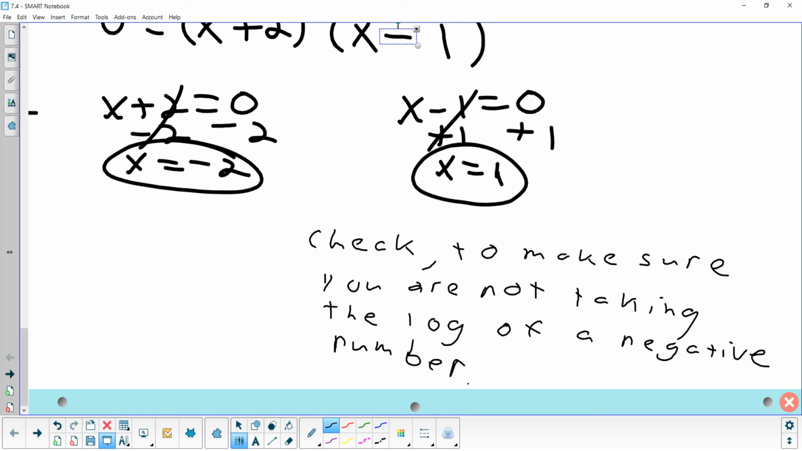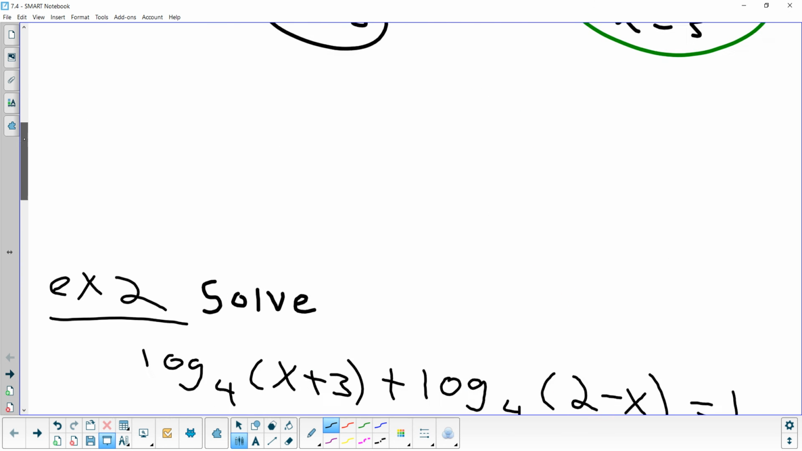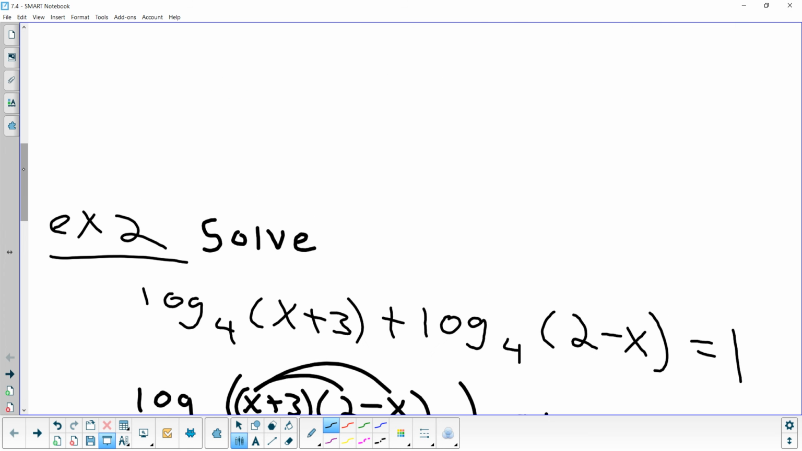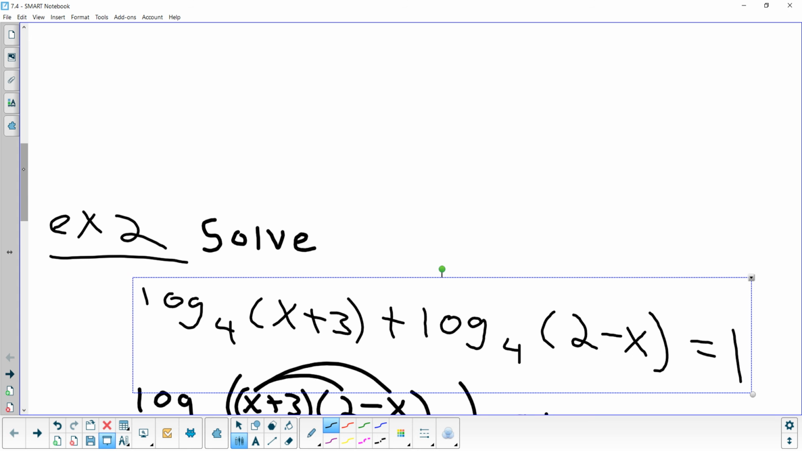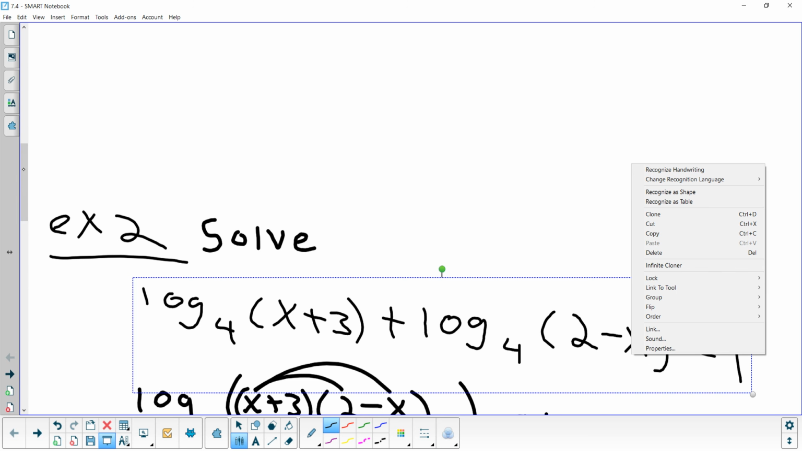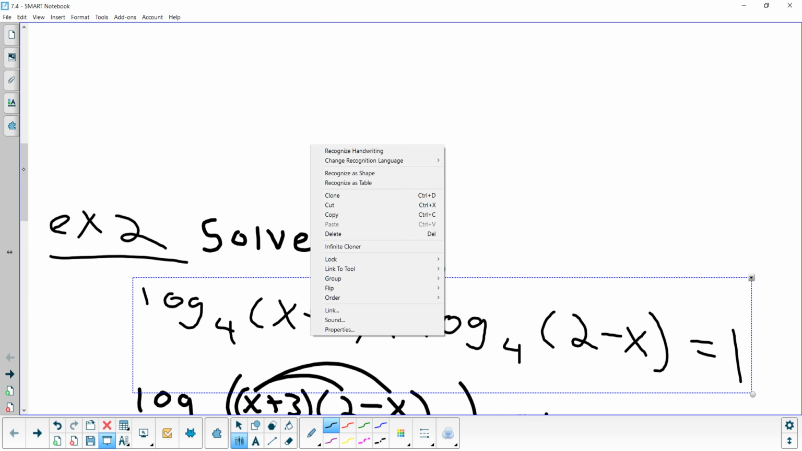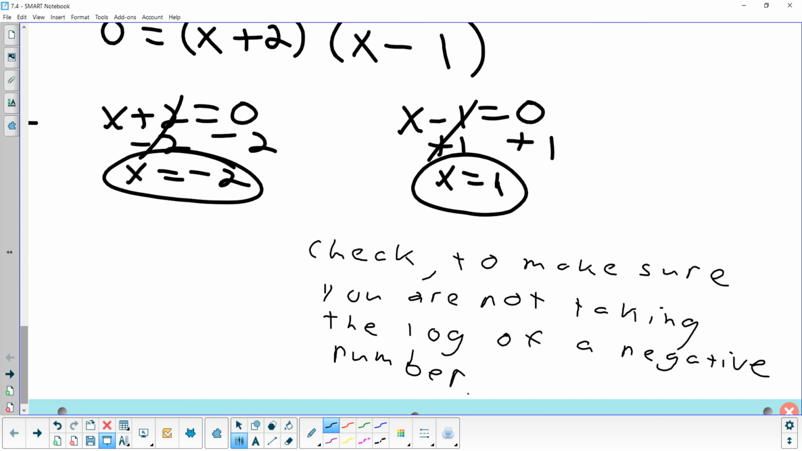Let's scroll up, plug them in to the original problem and make sure that we never have the log of a negative number. Let's check 1 first. So if we plug in 1, what's 1 plus 3? 4? Is that negative? Nope. Okay. What's 2 minus 1? Vivian? 1. Is that negative? No. So if you plug in 1 here, you don't get a negative. If you plug in 1 here, you don't get a negative. 1 works. Okay. So this one's good.